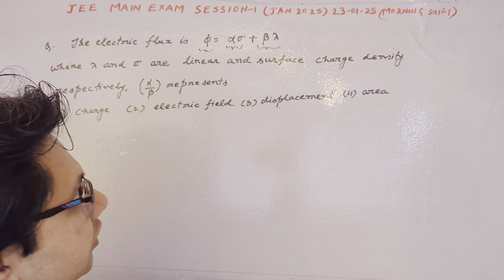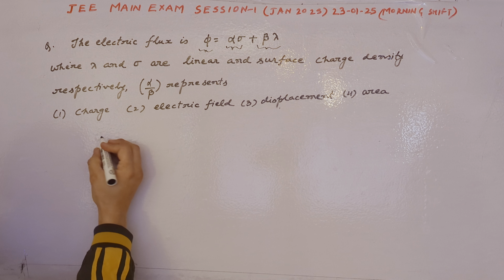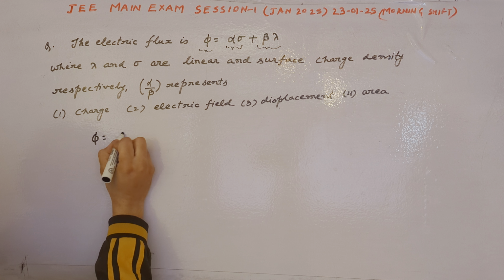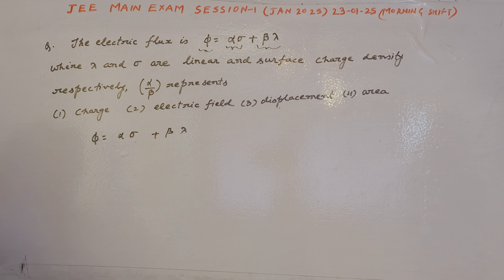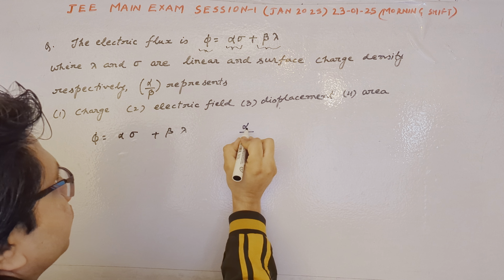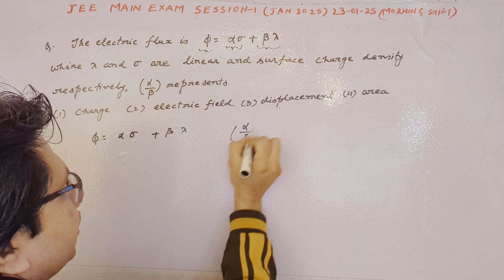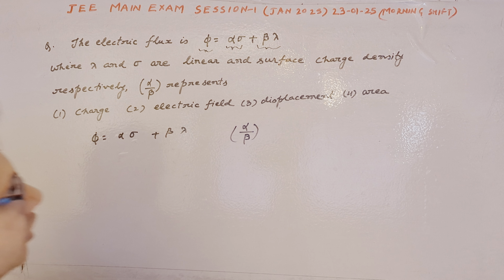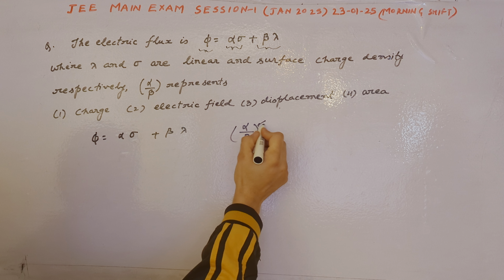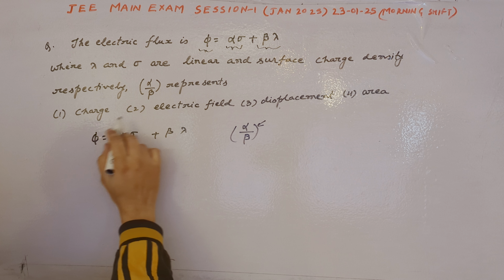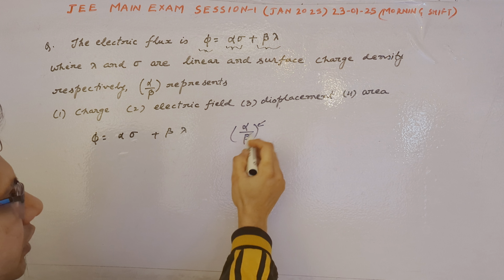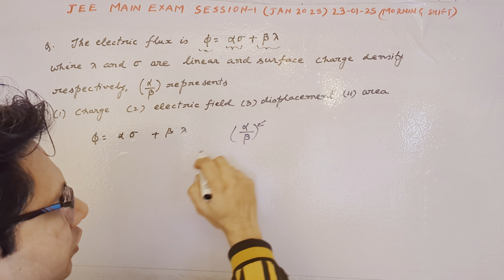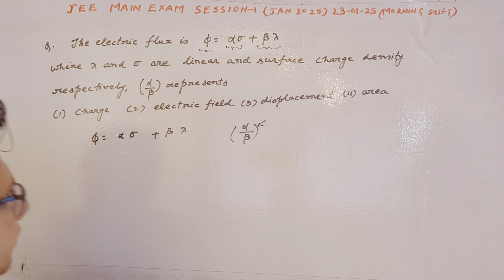So here the given expression is phi equals alpha sigma plus beta lambda, and we have to find out what alpha upon beta represents, what is the nature of this ratio, whether it has the unit of charge, electric field, displacement or area. We have to find out that.